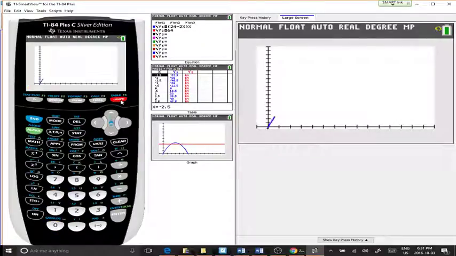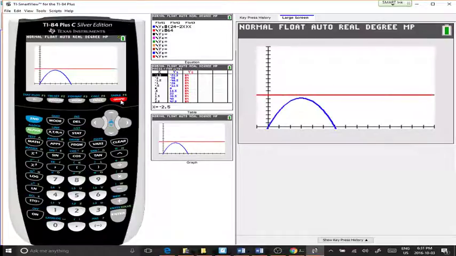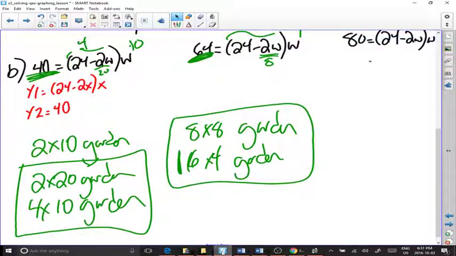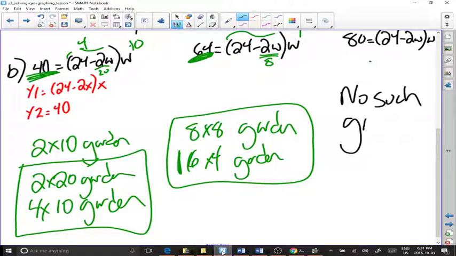What we're going to see is that red line is above the curve. They don't meet. So what does that mean? Well, quite frankly, it means you can't have a garden with an area of 80. So, no such garden.